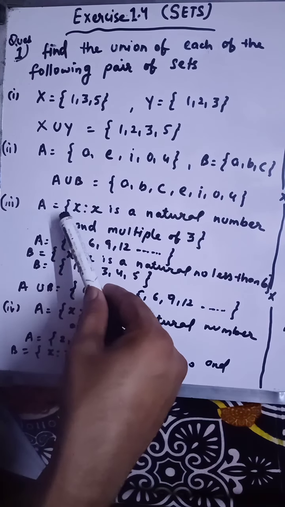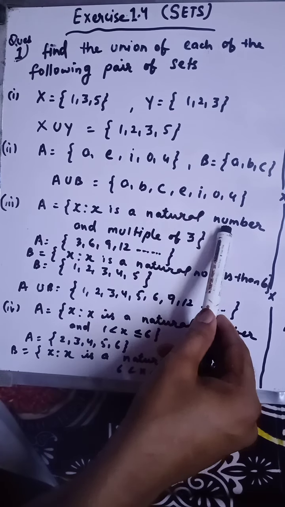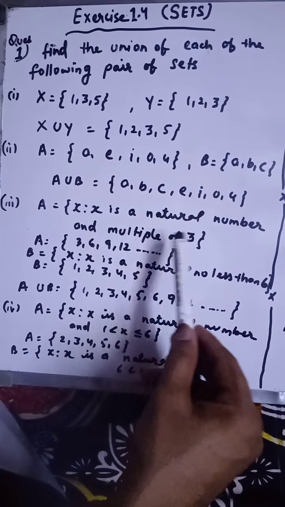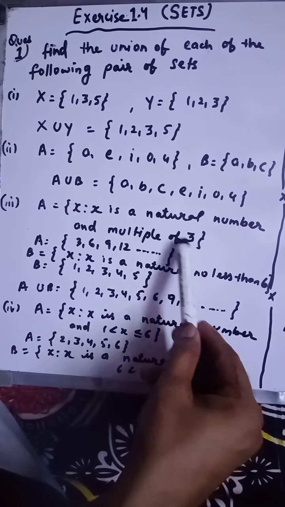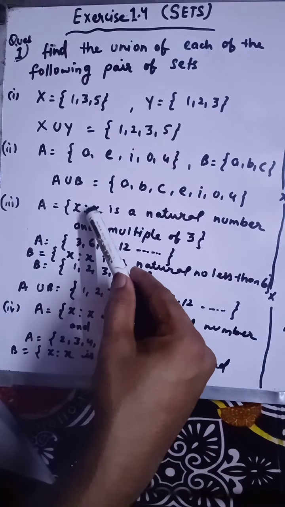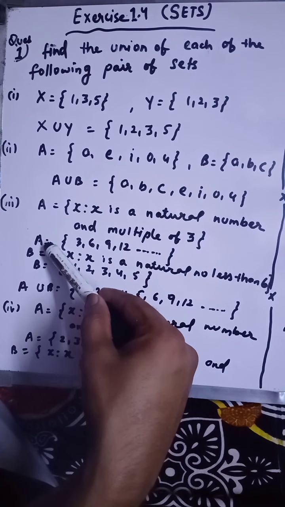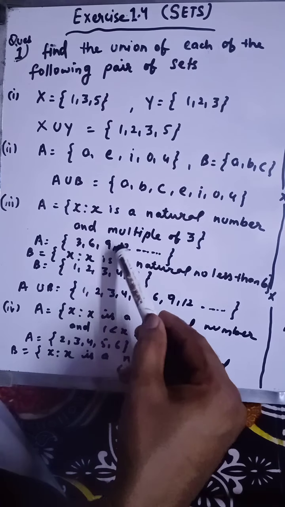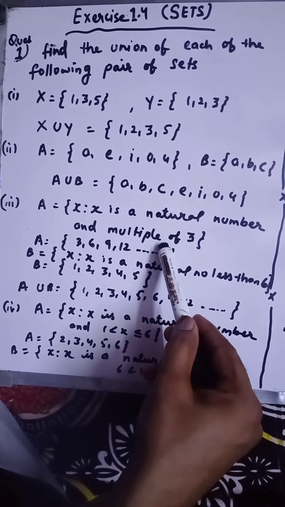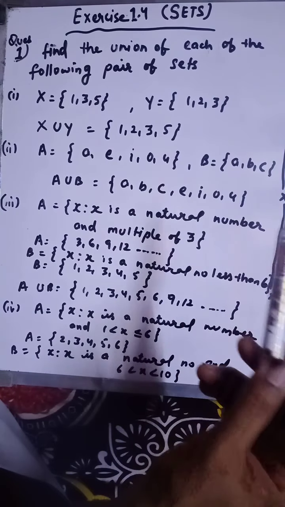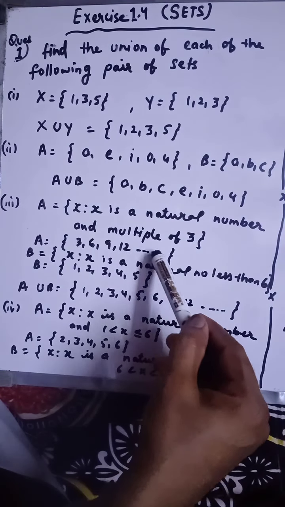Third part. X is a natural number, so a set builder form is given to us, and a multiple of 3. So X is a natural number and a multiple of 3. I'm converting this into roster form. So the roster form will be 3, 6, 9, 12 and so on. Because no limit is given, you have to write the multiples of 3, and multiples of 3 are endless. That's why I'm writing dot dot dot here. So this is an infinite set.